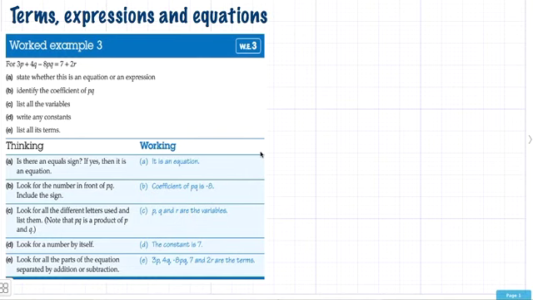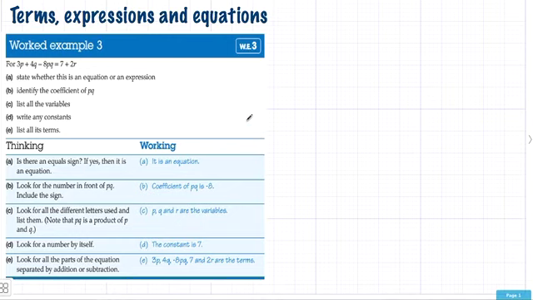Alright, so in this quick video we're just going to talk about terms, expressions and equations. Now an expression and an equation are very easy. Basically if you have an equal sign you have an equation, and if you haven't got an equal sign in algebra it's what's called an expression.